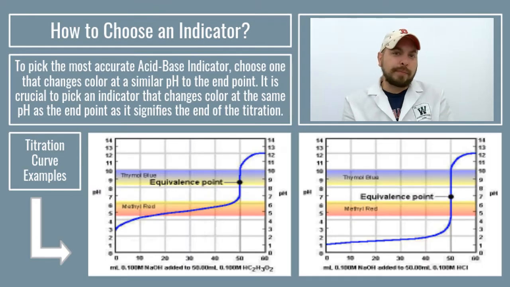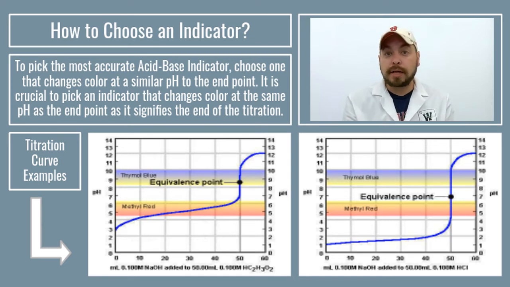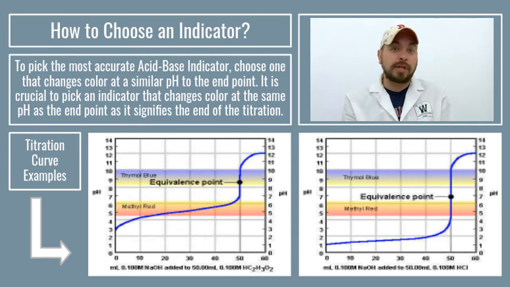Let's take a look at an example. Here I've got two titration curves, and I have a series of indicators, and I want to pick the best one to use in each situation. The left graph is a weak acid titration where I'm adding a strong base, and the curve on the right is a strong acid titration where I'm adding a strong base. I can tell this by looking at the shape of the graph, by looking at the equivalence point, or by looking at the title of the graph.